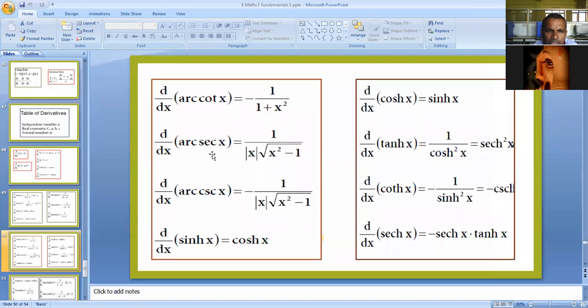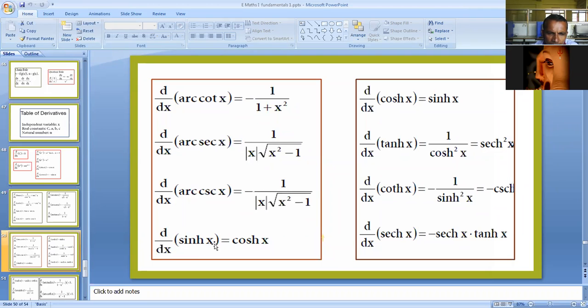Minus 1 upon 1 plus x square. Now then, sec inverse of x. Derivative of sec inverse of x is 1 upon x into root of x square minus 1. Now cosec inverse of x, the derivative is same as that of sec inverse of x, but having negative sign. Minus 1 upon x into root of x square minus 1.